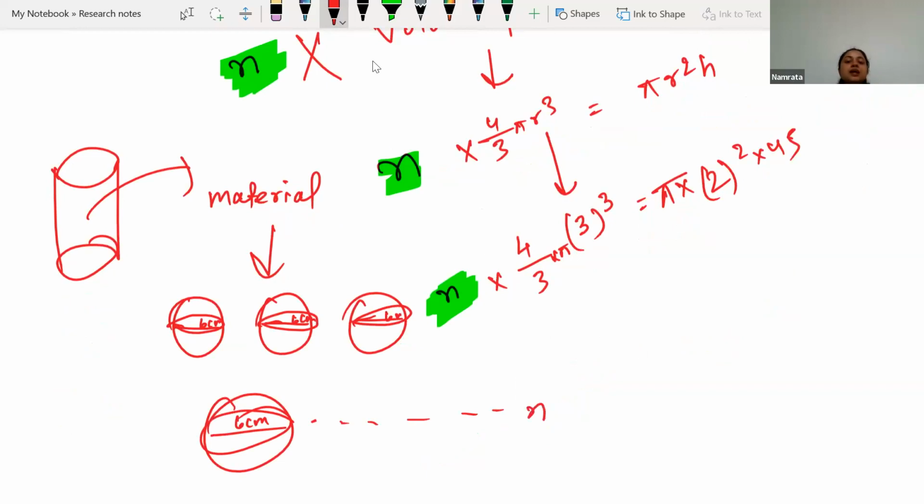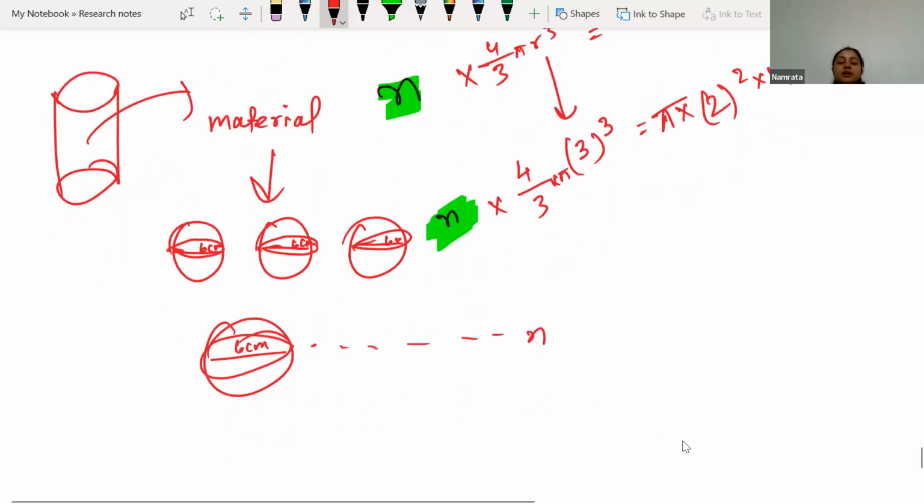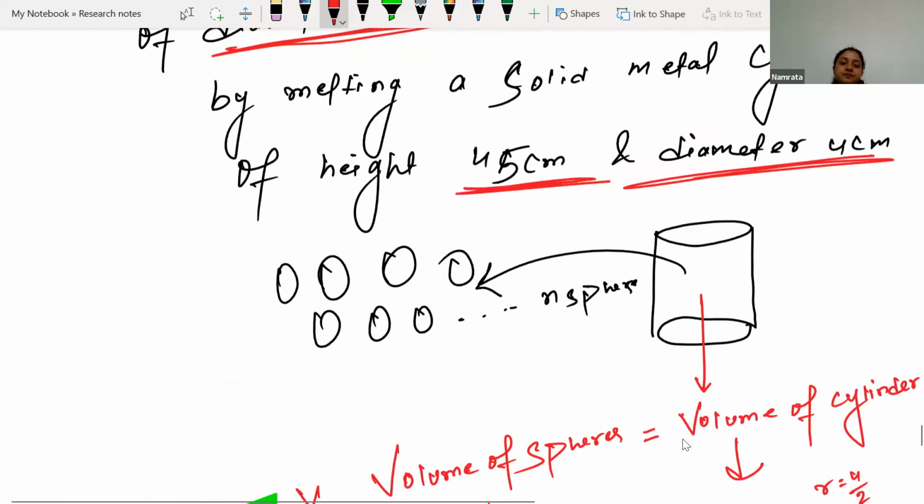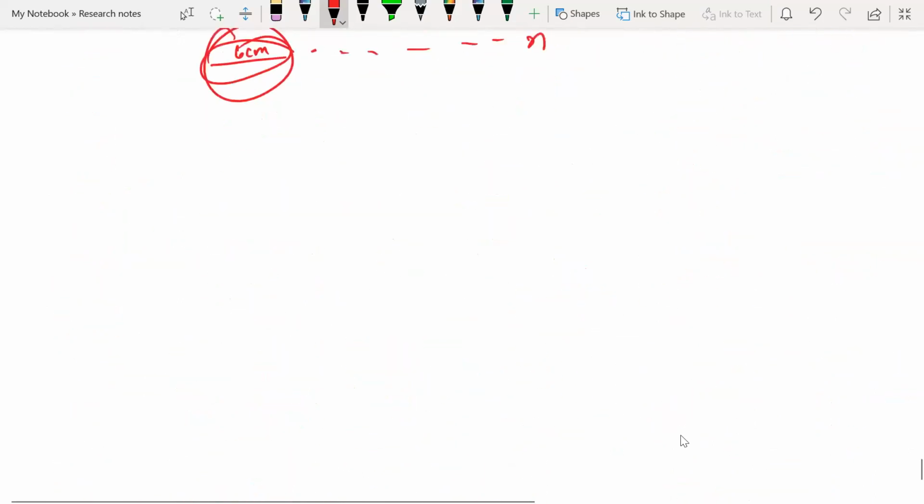That's why let's say n spheres are possible to make out of the material which we have in hand. That's why we say that the volume of the cylinder is equal to n times the volume of the sphere, because n spheres are there. Is it clear to everybody? Yes, ma'am. Let's move ahead.